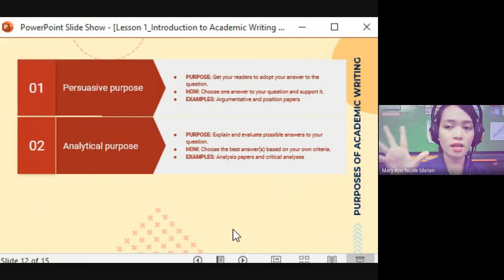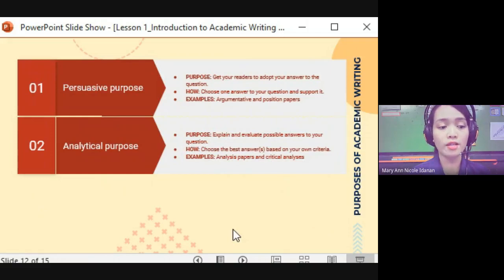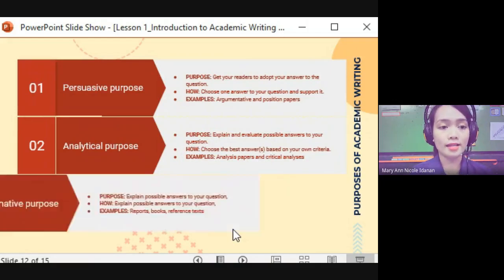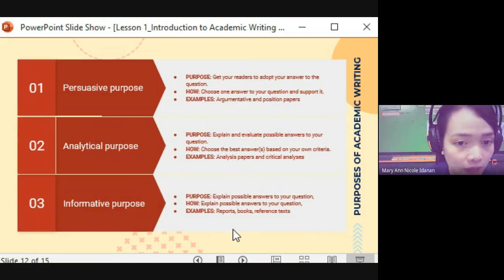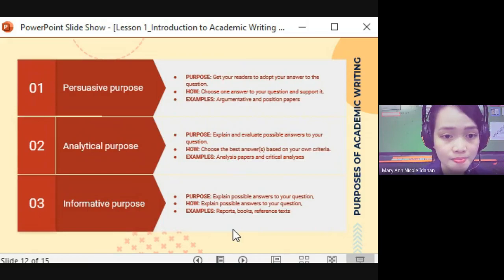So there can be a lot of solutions or answers to that problem or question, but there must be only one best answer for that. Okay, that's how we're going to do it when you're writing analytical texts. Next, last one, but this is the easiest of the three purposes, and this is the informative purpose. When we say informative, it only explains possible answers to your question.